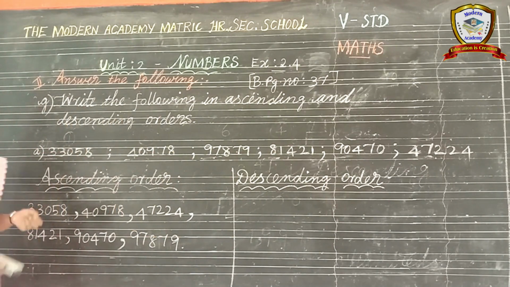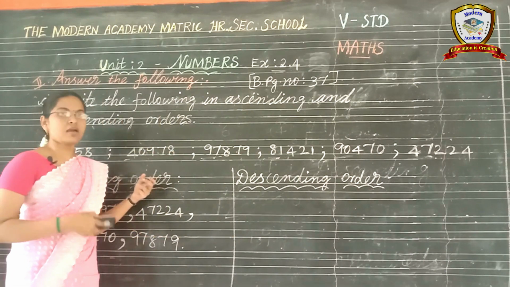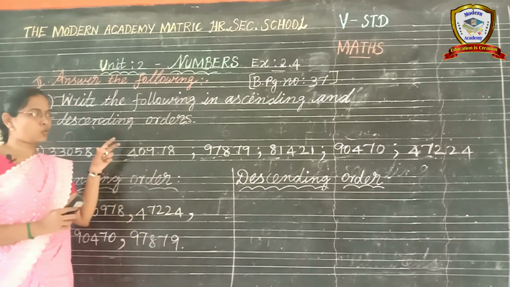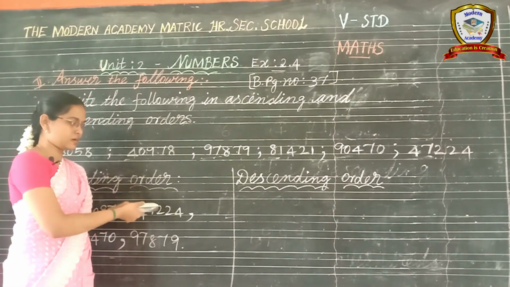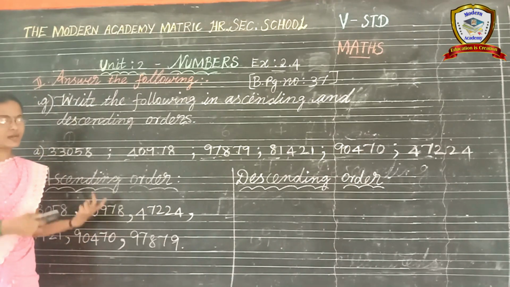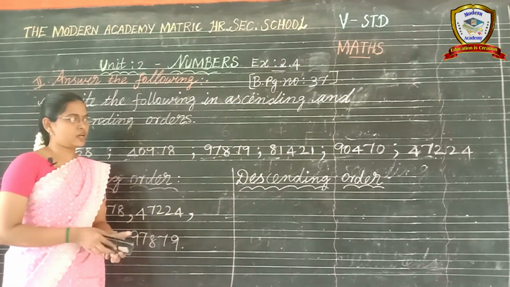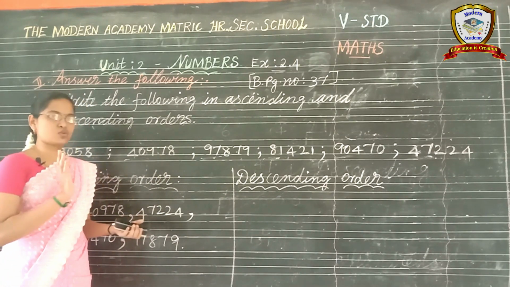Descending order means what? We know very well. Descending order means we have to arrange the numbers from biggest number to smallest number. Now we have to identify which is the bigger number and which is the smaller number. The same method we followed in ascending order, we are going to follow in descending order. Descending order means bigger number to smaller number we have to arrange.